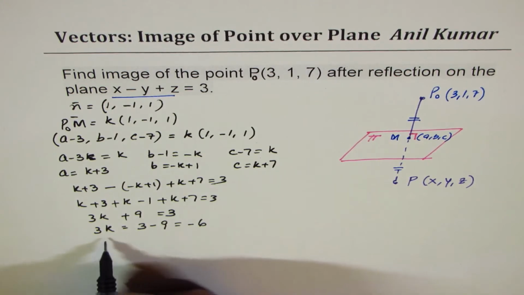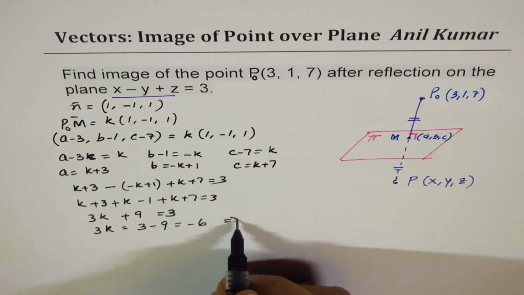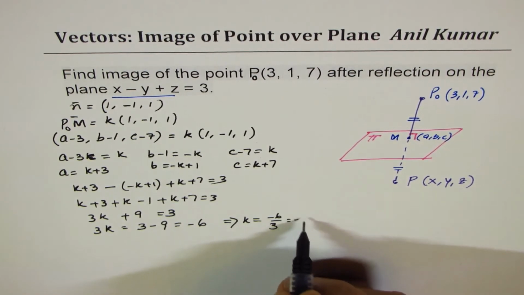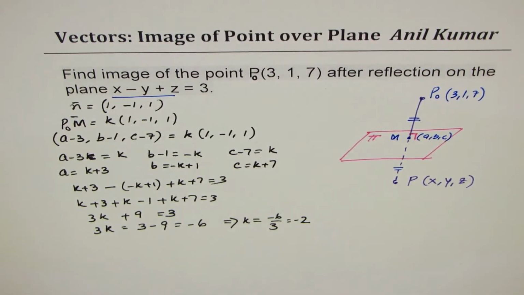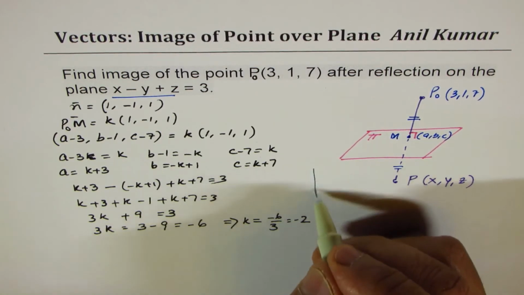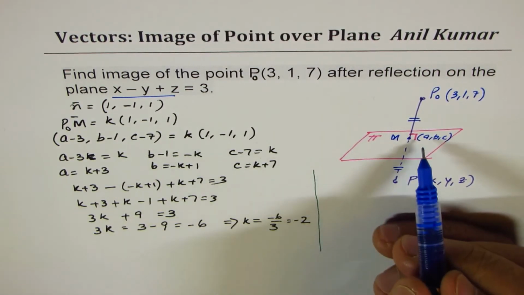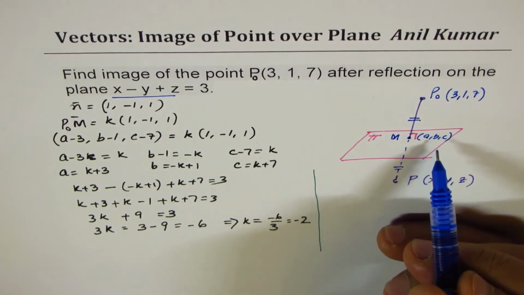And that gives us the value of K as equal to minus 6 over 3, which is minus 2, right? So we get the value of K as minus 2. And now from here, we can find point A, B, C, correct?